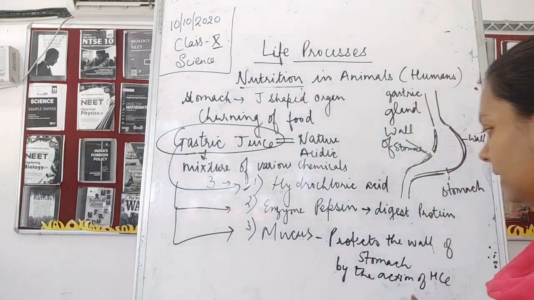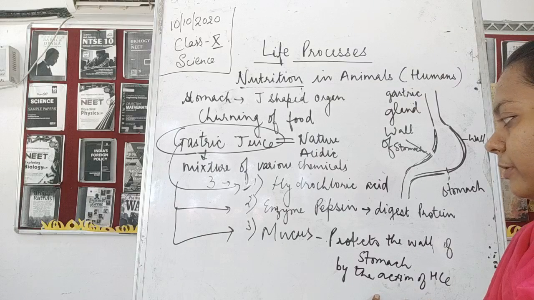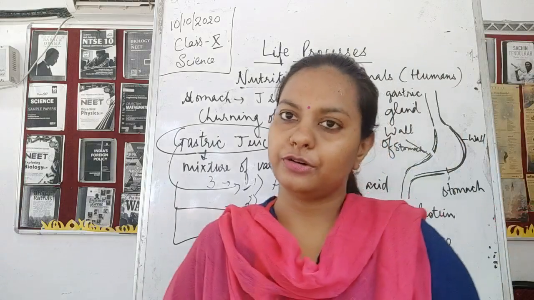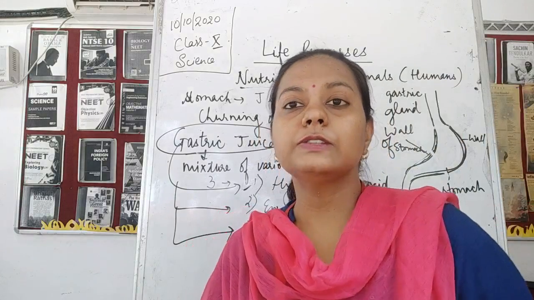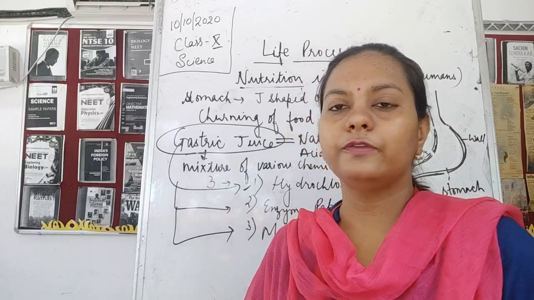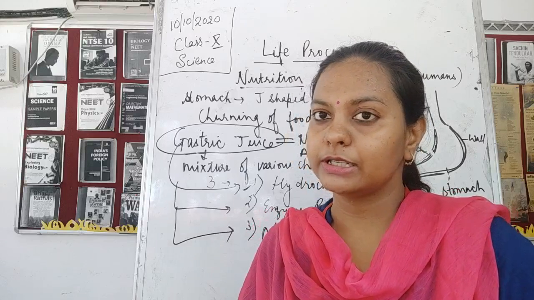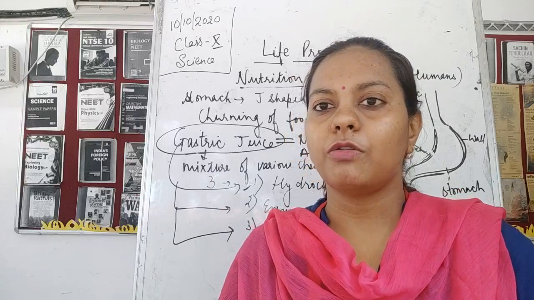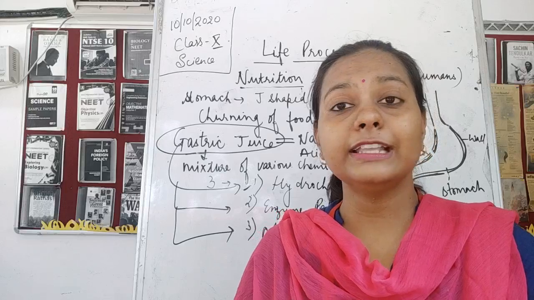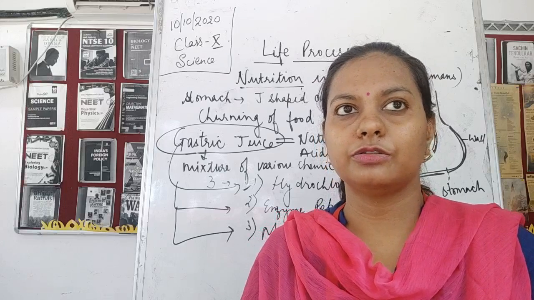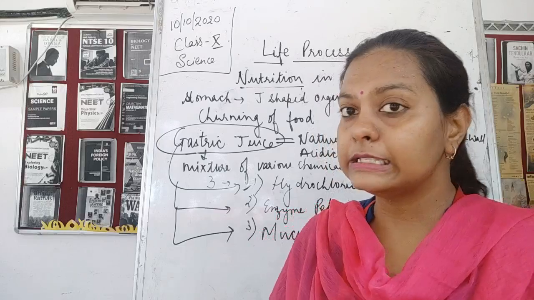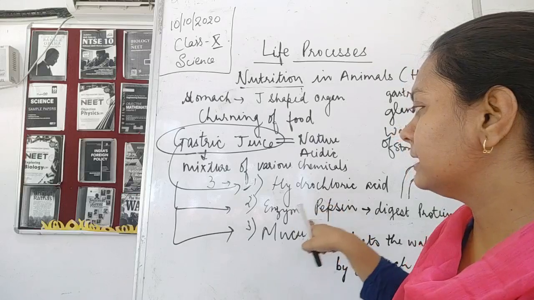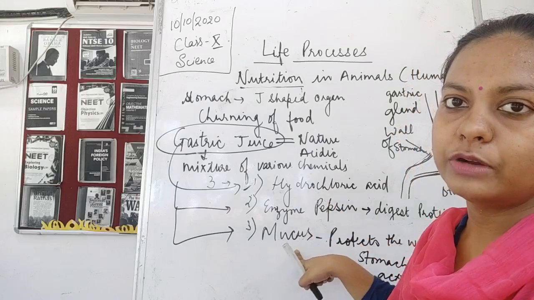Then next, the function of mucus is to protect the walls of the stomach from the action of hydrochloric acid. So children, this was about the digestion of food inside the mouth, where starch starts getting digested, and next was the digestion of the proteins inside the stomach. The walls of the stomach produce hydrochloric acid, the enzyme pepsin, and mucus.